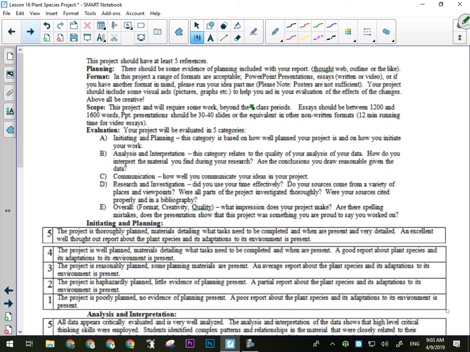The more you get done today and tomorrow, the less you have to do for homework. You could draw it on paper, snap a picture of it, and insert the picture.